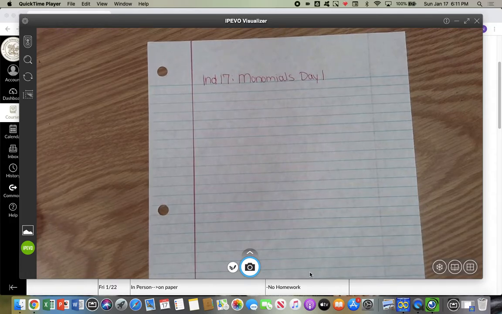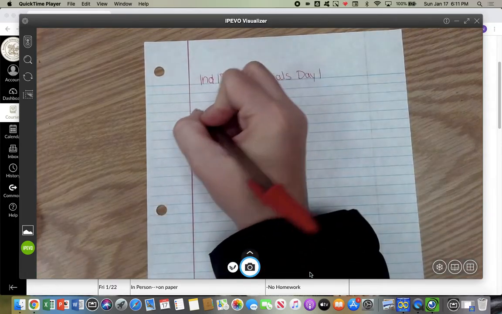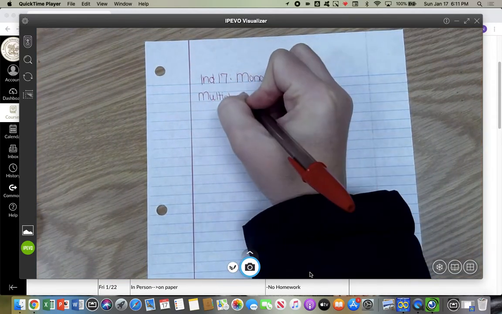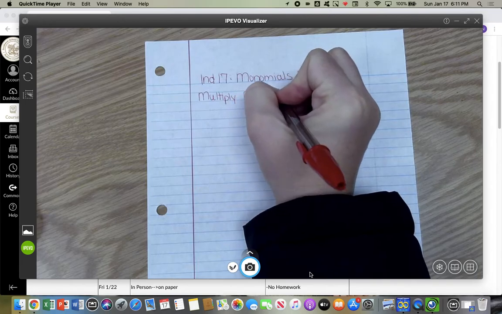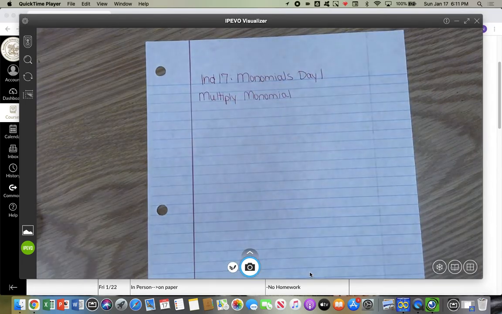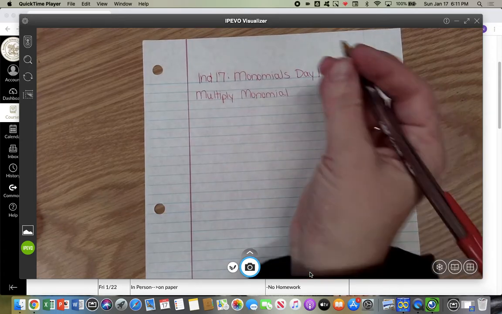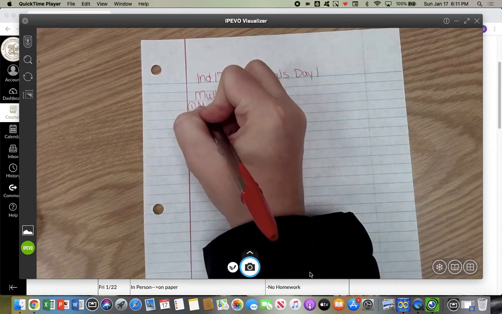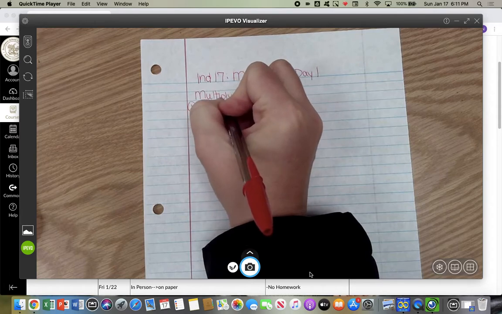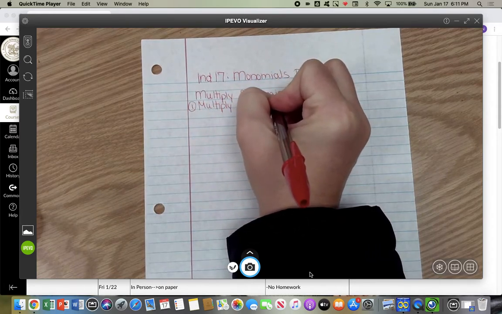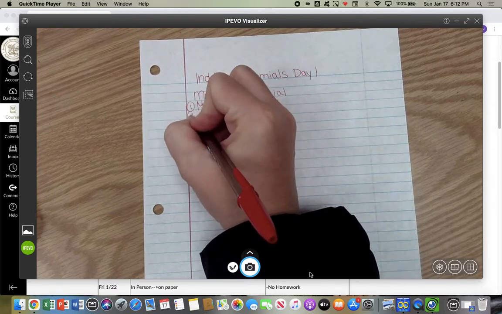So the very first thing I want to talk about is if you have to multiply monomials together. A monomial is just one term. Now it can have a number and variables in it, but it's just one term. And so the first thing that we do here is we are going to multiply the coefficients. And then we add the powers.